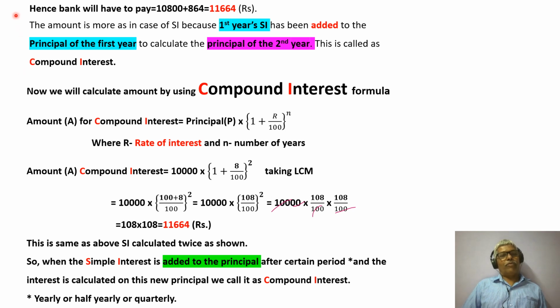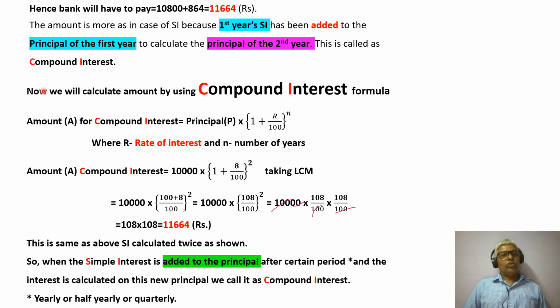So we carry forward this statement from the previous slide, that the bank will have to pay 11664 rupees. We have calculated this from simple interest separately for each year. So the amount is more here because the first year's simple interest has been added to the principal of the first year to calculate the principal of the second year. So the second year principal was more because simple interest of the first year was added to it, and this is called compound interest. The moment you add like this, it is called compound interest. So that is the definition of compound interest.